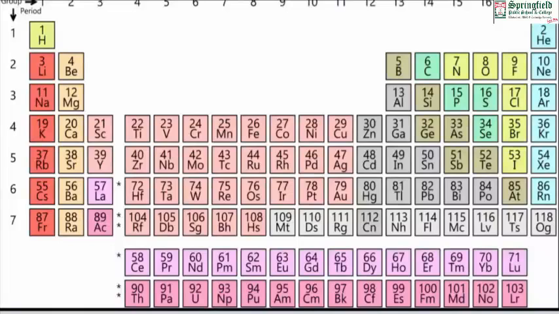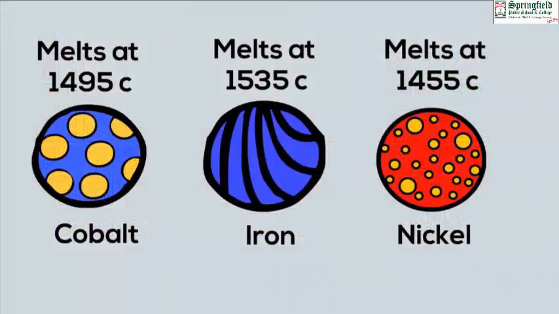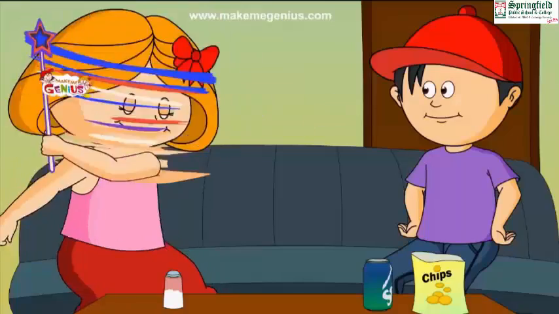The elements are arranged on the periodic table based on their number of protons. For example, sodium has 11 protons. Potassium has 19. The number of protons of an element always stays the same. Each element also has its own unique set of properties.